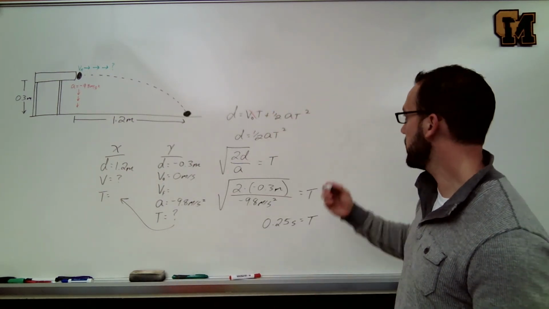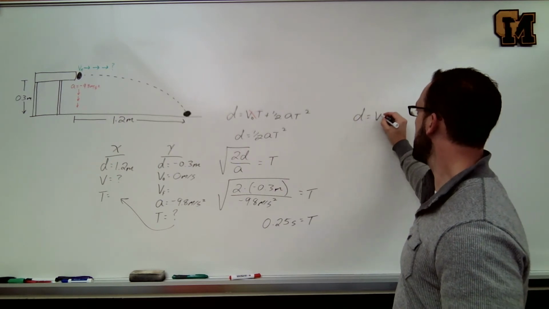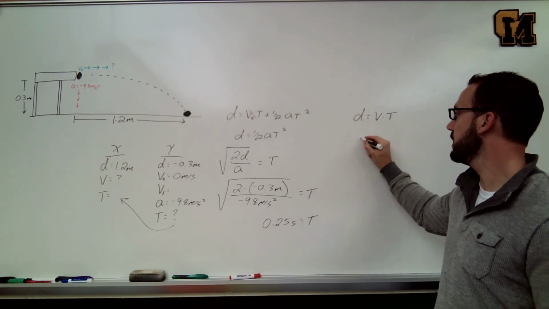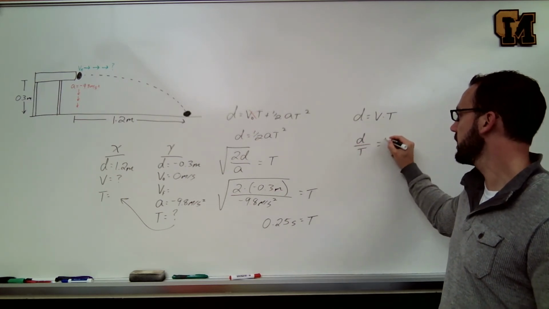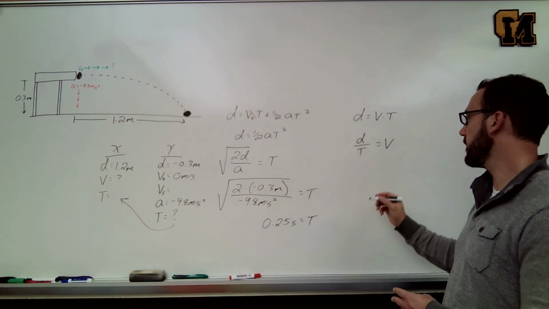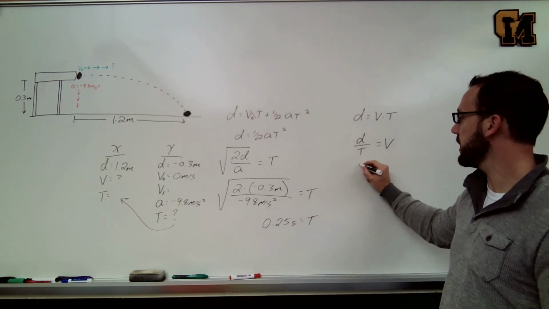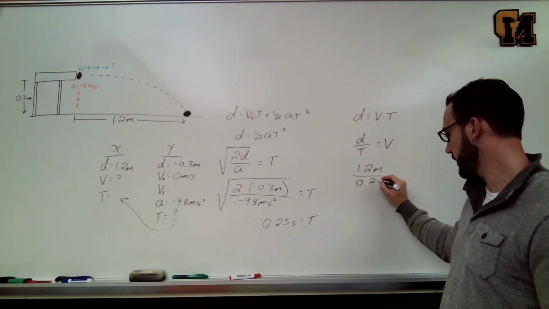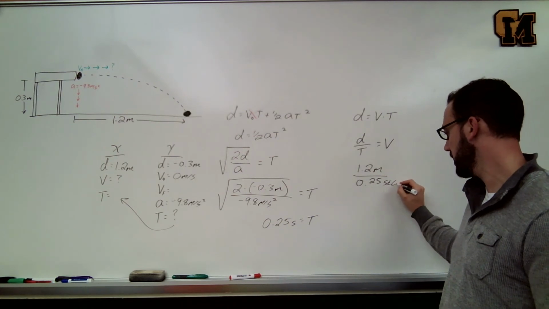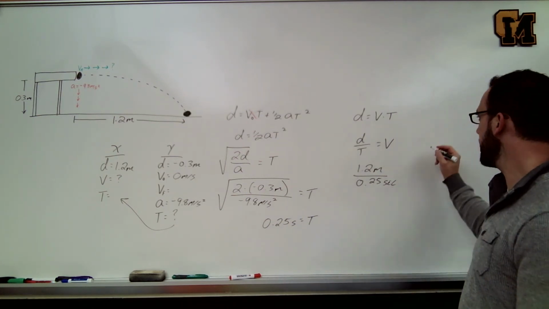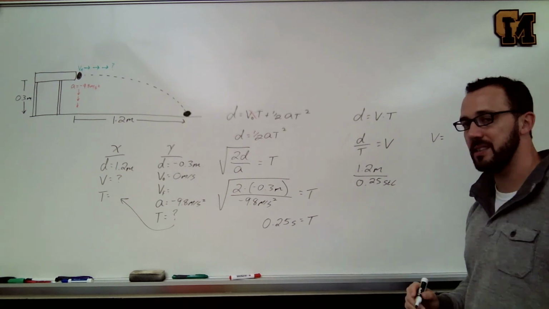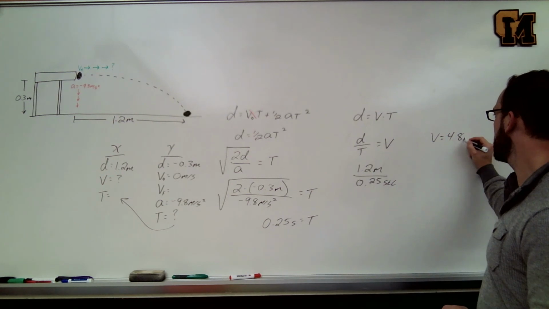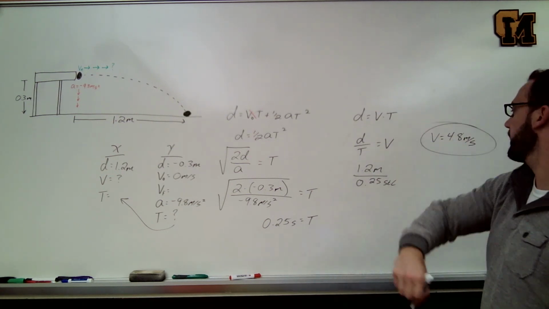Our constant velocity equation is d equals v times t. Rearranging for velocity, I just have to divide time over. So d over t equals v. Plug in our numbers, and our horizontal displacement was 1.2 meters, and our time was 0.25 seconds. Plug that into my calculator, and I get that the velocity of this thing coming out of the gun or out of the marble launcher is 4.8 meters per second for speed.